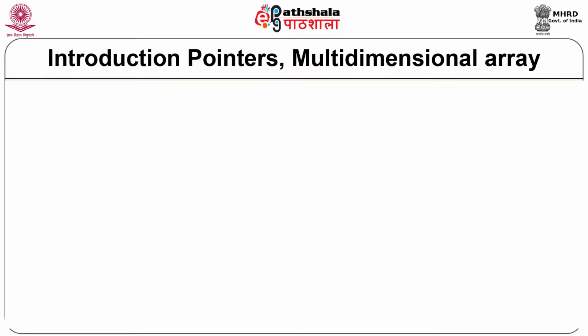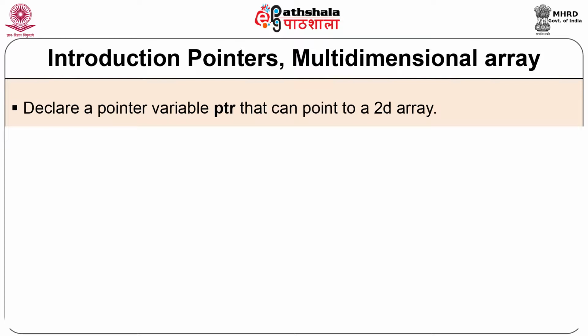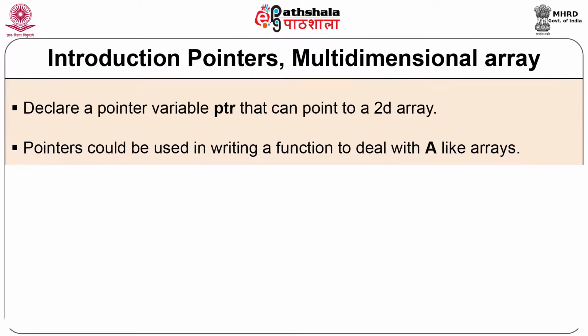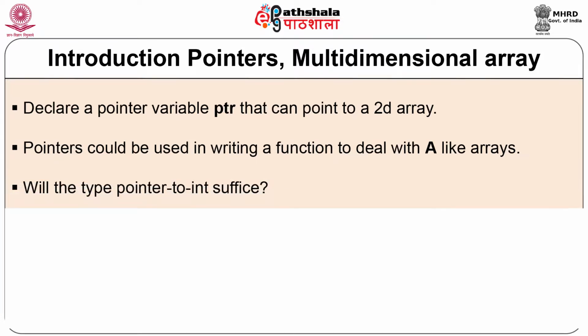Introduction of pointers and multidimensional array. How would you declare pointer variable ptr that can point to a multidimensional array such as A? Such a pointer could be used, for example, in writing a function to deal with A like array. Will the type pointer to integer suffice or be enough? Answer will be no.